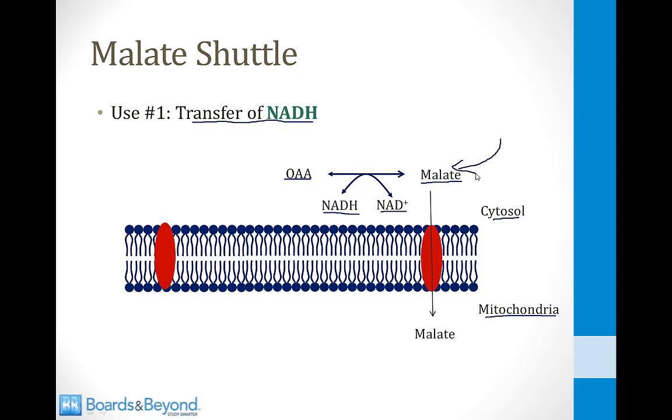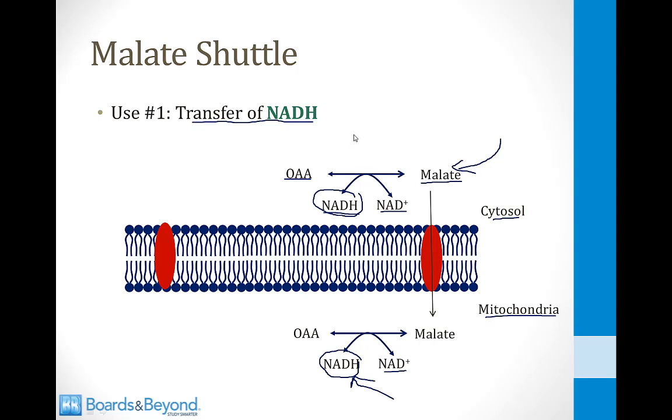Malate can then shuttle across the mitochondria, bringing those electrons inside the mitochondria, and then the malate can be converted back into oxaloacetate. In doing so, it can give its electrons to NAD and create a molecule of NADH. So you can see that as a result of this shuttle, the NADH, which was stuck in the cytosol, has now been moved inside into the mitochondria where it can participate in electron transport.